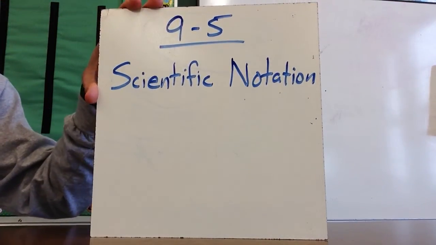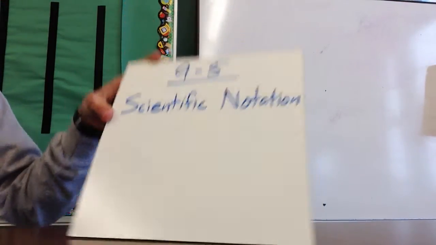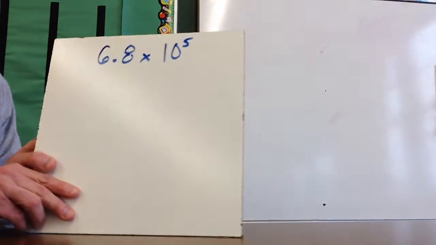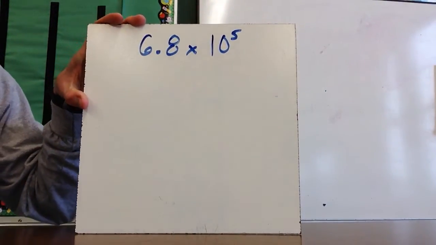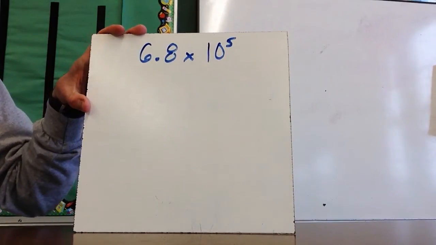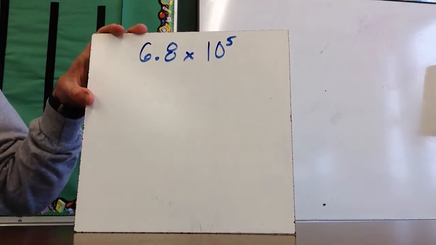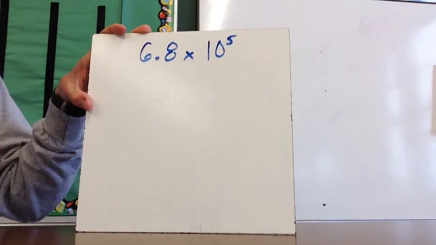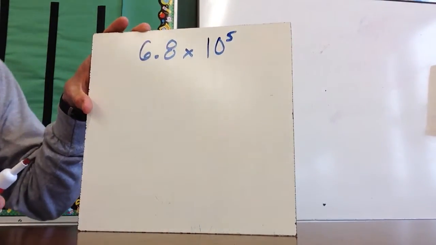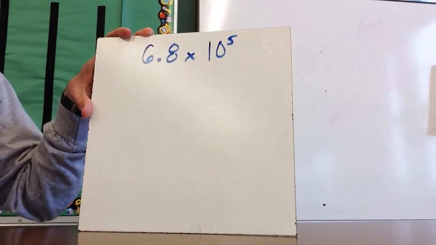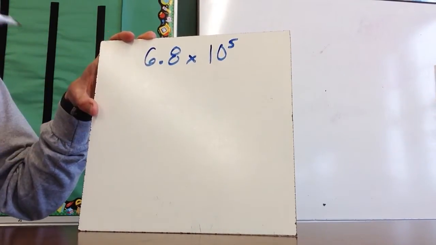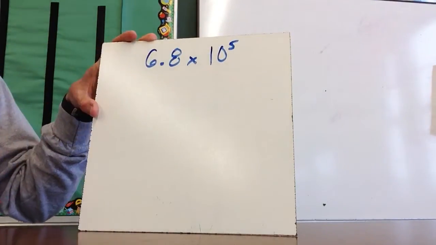Today's video will be on Chapter 9.5, Scientific Notation. So this is a form of notation we often use in science, hence the name, but we want to talk about how it is that we get from this scientific notation into standard form, which is just what you're probably used to in math is numbers. And so one way we're going to talk about is the jumping the decimal trick.